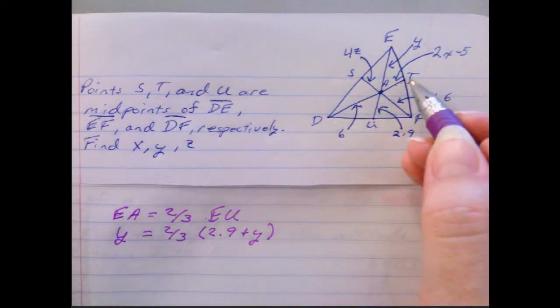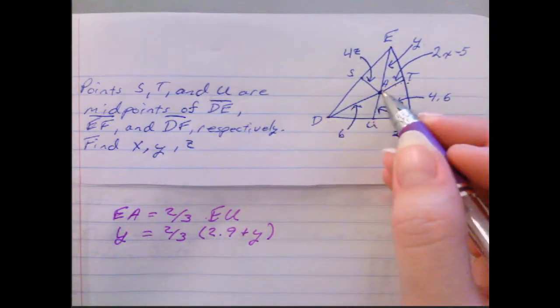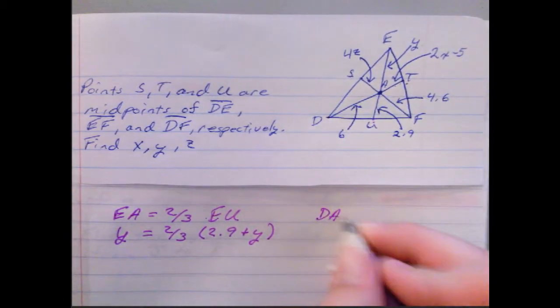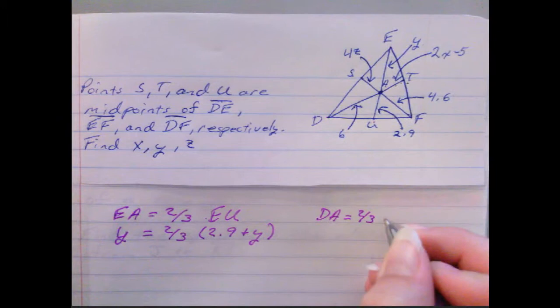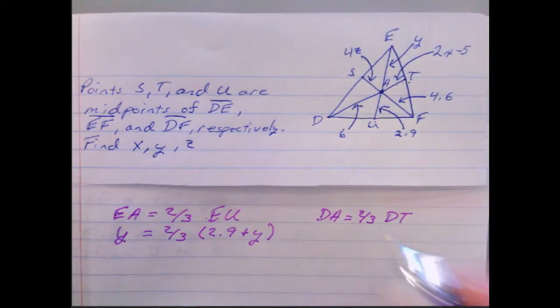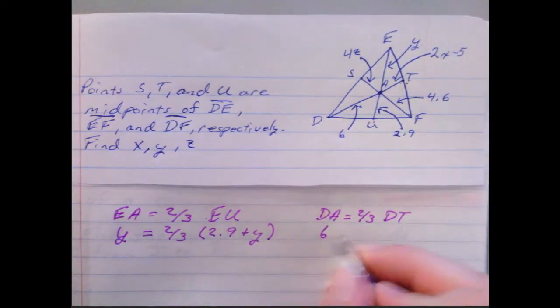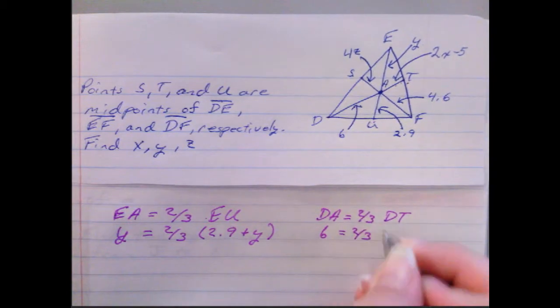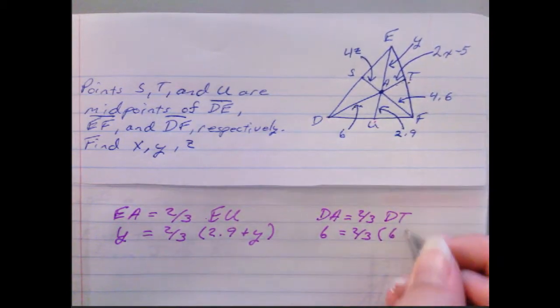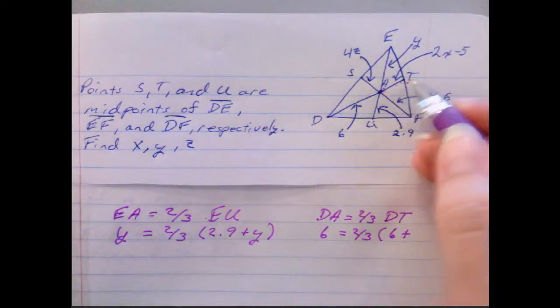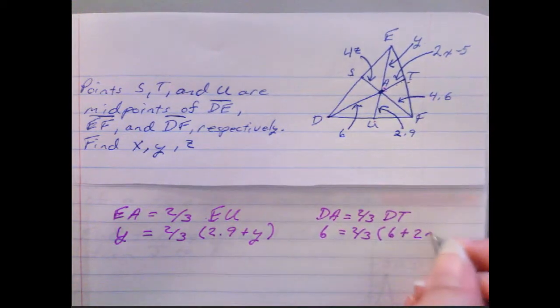So let's look at DT. So the longer piece here is DA. So DA equals 2/3 of DT. DA is 6 equals 2/3. DT would be 6 plus this over here, which is 2x minus 5.